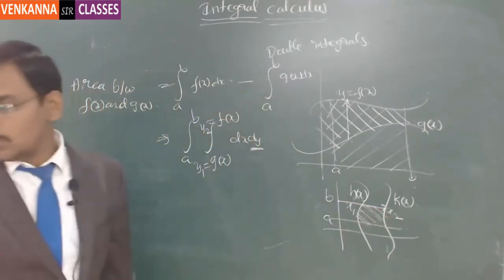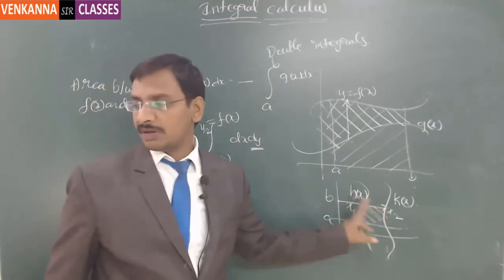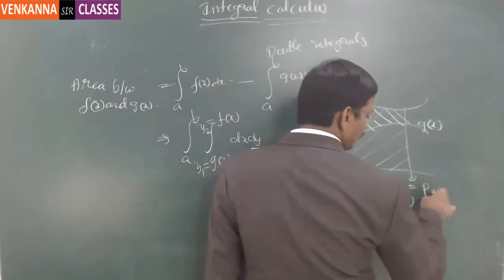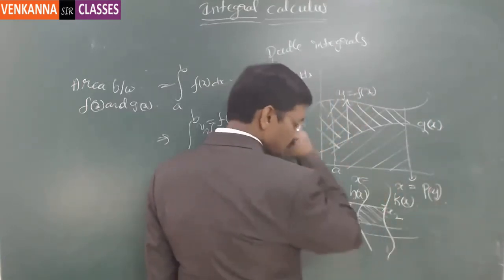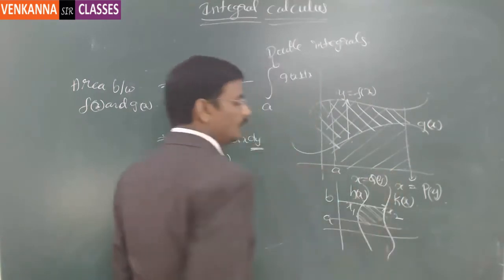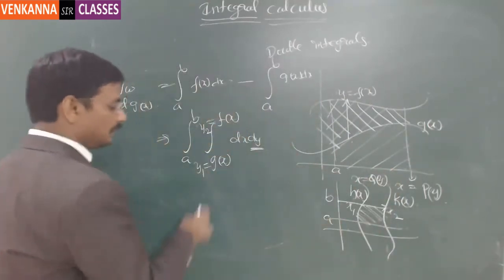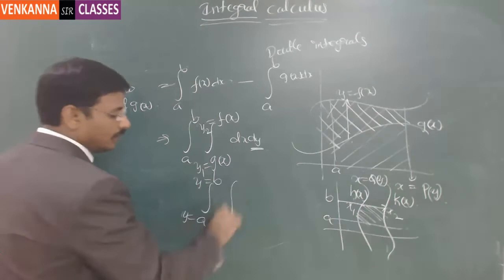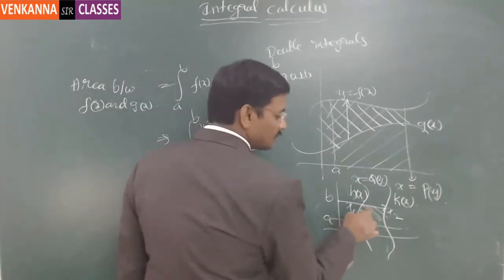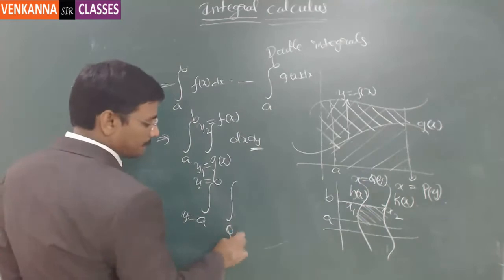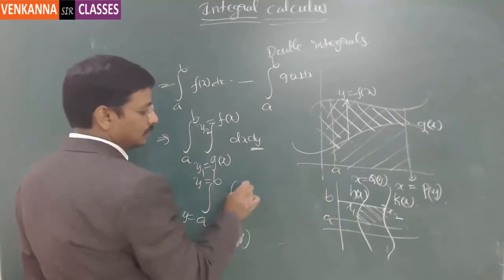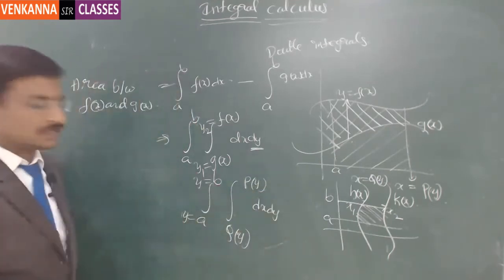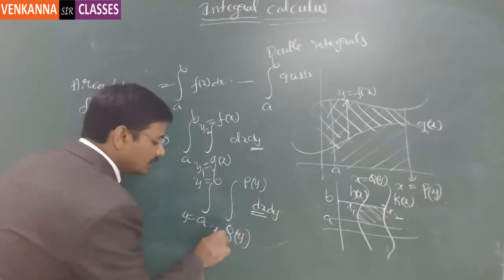For that, what you need to do is express this particular function as x equal to, that is x is equal to some function p of y, and here x is equal to some function q of y. Now here the limits are from a to b. The way you write this integral is, the limits are y equal to a to y equal to b, and the function values are the lower limit, that is q of y, to the upper limit, that is p of y, and then dx dy. But you have to do the integration with respect to x first. Why? Because this is x equal to.